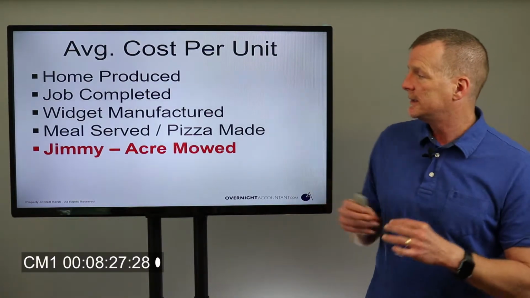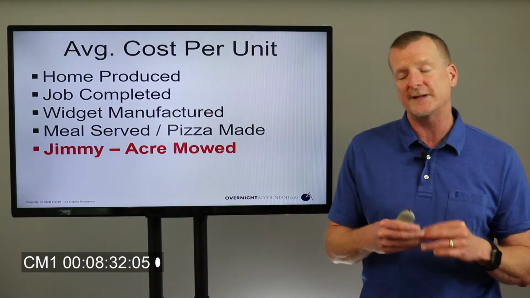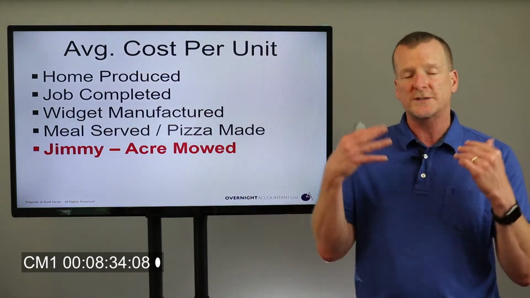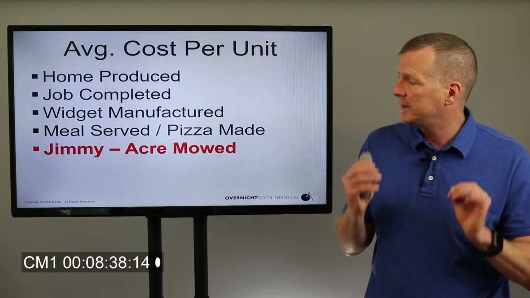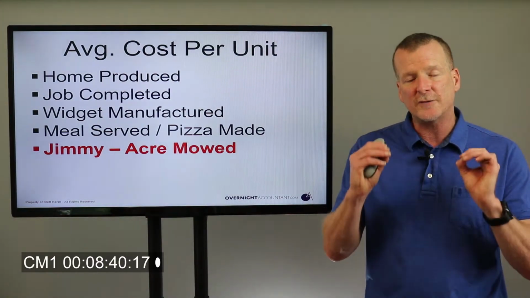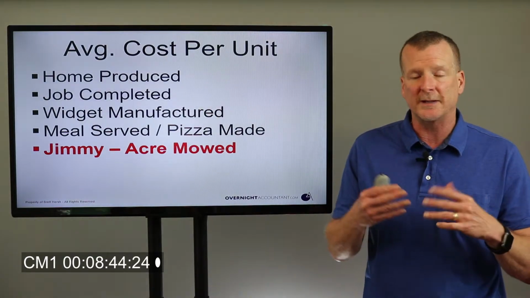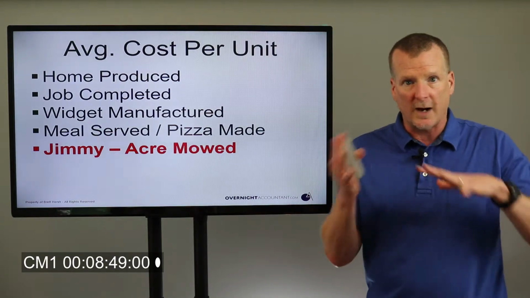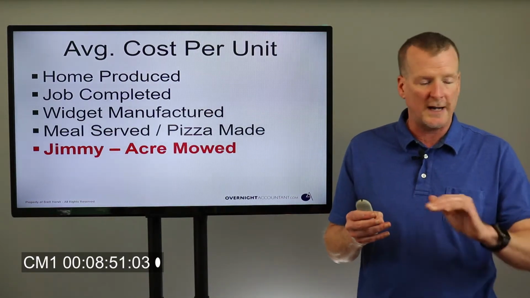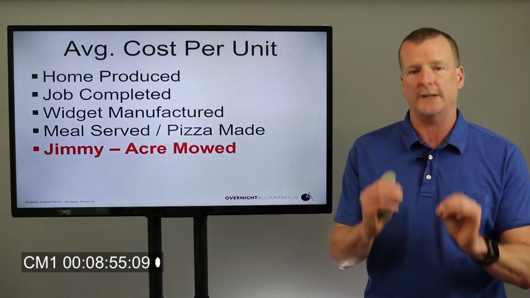Now for Jimmy, his is going to be acre mowed. So he's in the landscaping business, and really he's in lawn care. He's not really landscaping. He focuses on mowing lawns. That's what Jimmy does, and that's what he's going to be using. He needs to determine his average cost per acre mowed, and some lawns might be a lot easier to cut than others, so his cost could vary from lawn style to lawn style, from geography, from how the lawn's shaped. So he needs to come up with an average cost per acre mowed.